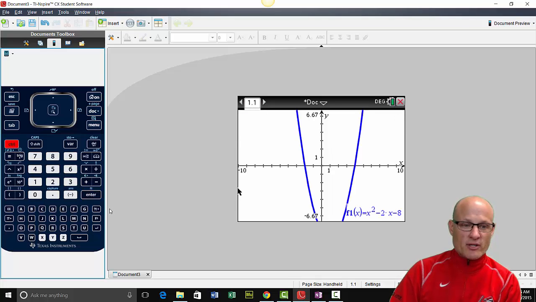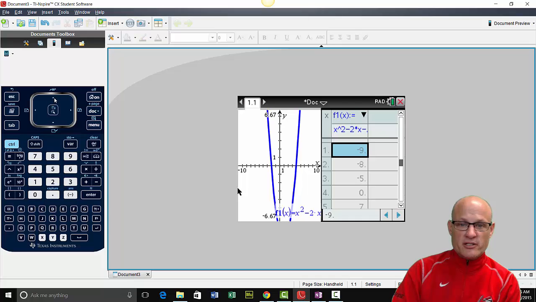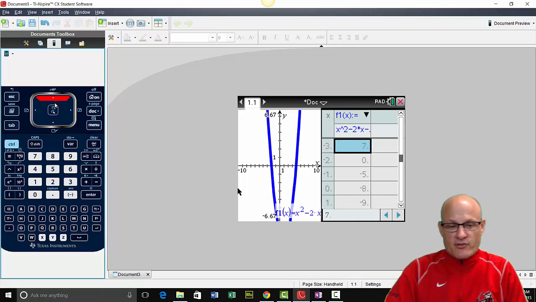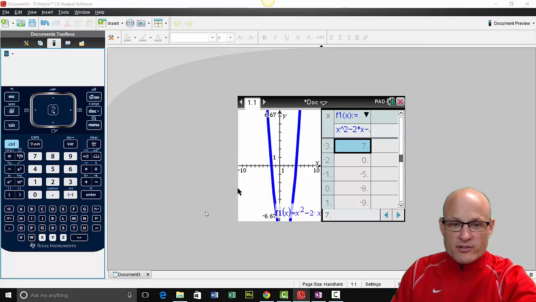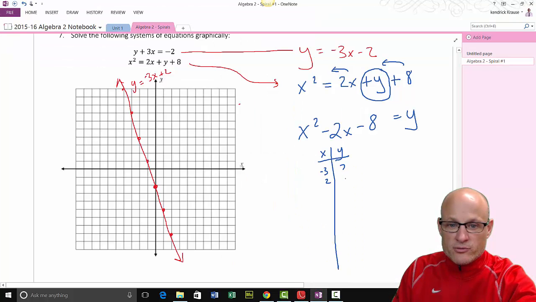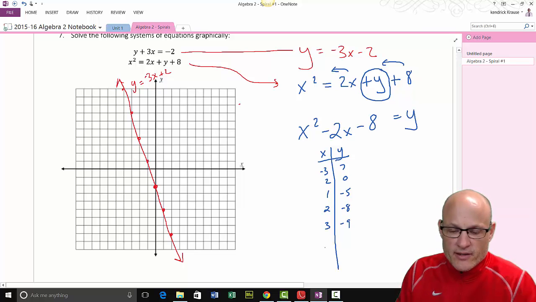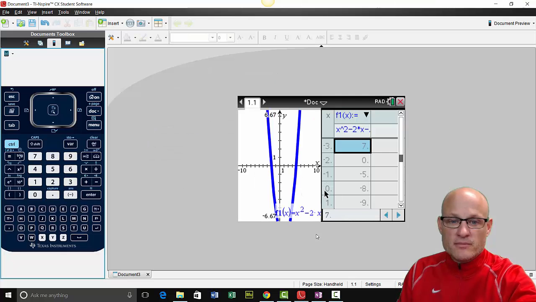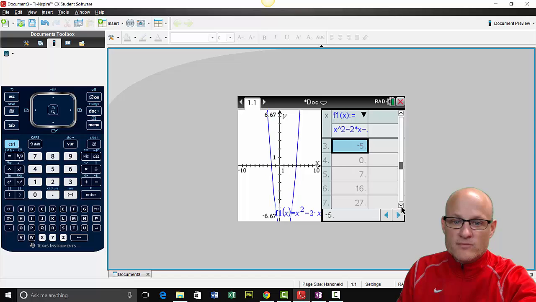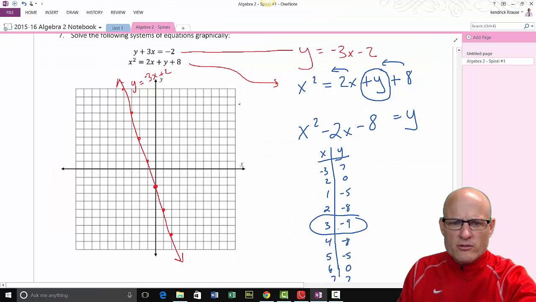I do not necessarily care about what it looks like. What I care about is this table of values. So we do Control T, and it looks like negative 3, 7 is the biggest. So negative 3, 7, and 2, 0. 1, negative 5. 2, negative 8. 3, negative 9. And then there's the pattern. There's the vertex. So we're going to go 4, negative 8. 5, negative 5. 6, 0, and 7, 7? Is that right? Let's just check.